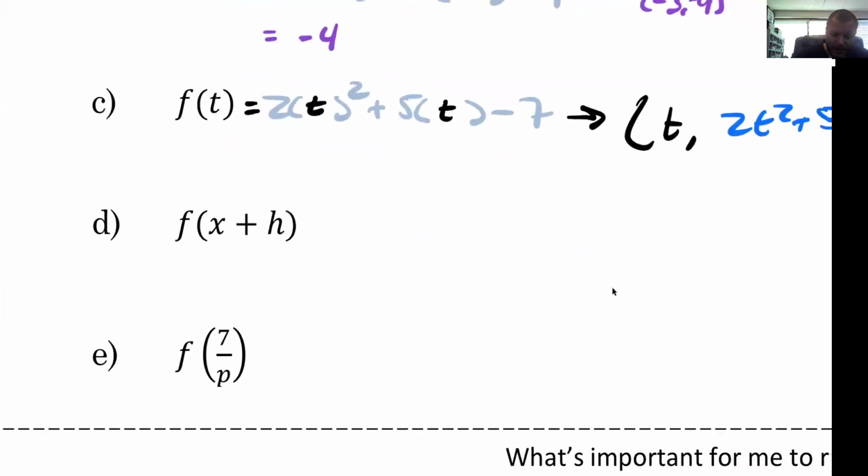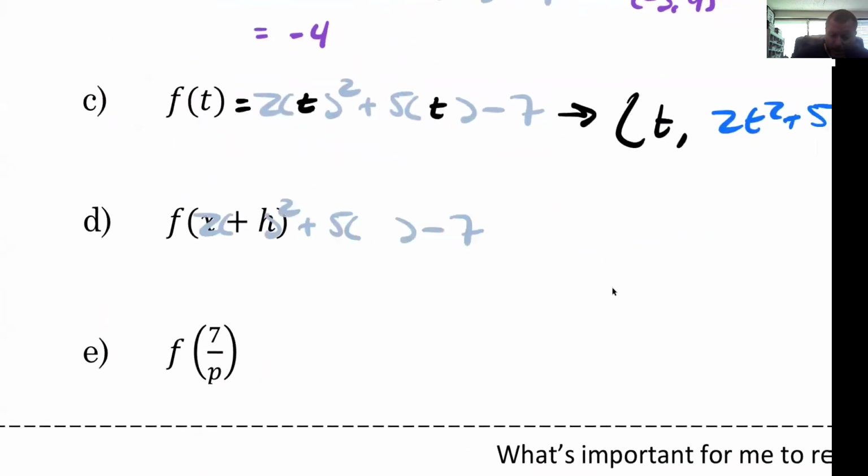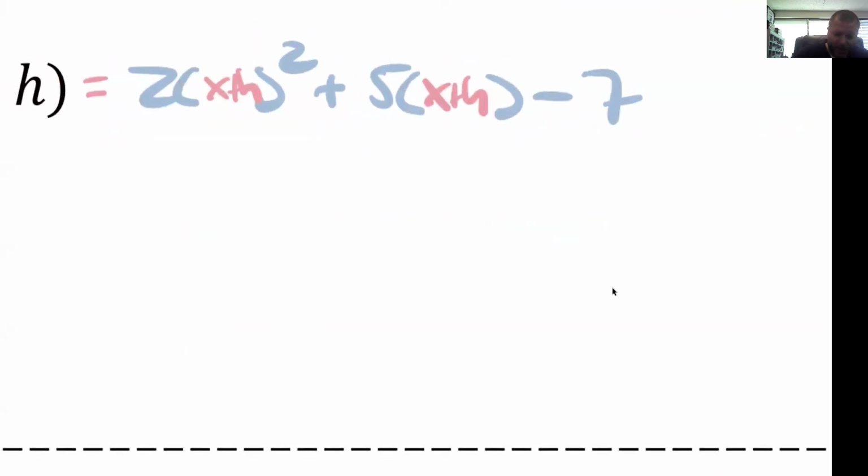So f of x plus h. This is going to be an important one when we start talking about the difference quotient. If I just throw in an x plus h everywhere that I have an x, I have a little bit of work to do here, because it's x plus h squared. So the first thing I need to do is square x plus h. A really common mistake, especially if you haven't done math in a while, is to just say x squared is x squared, h squared is h squared. You have to expand this thing, sometimes called foiling.